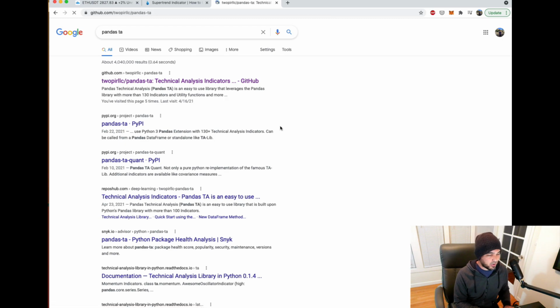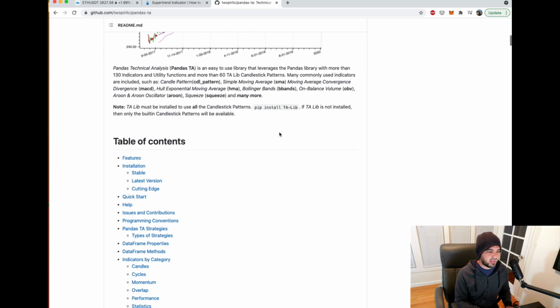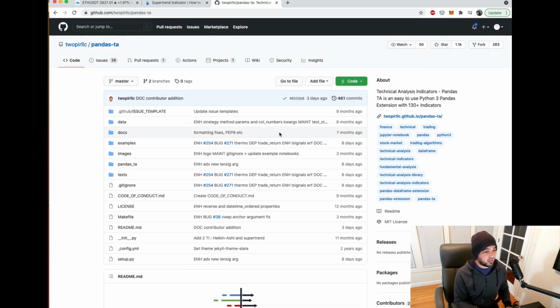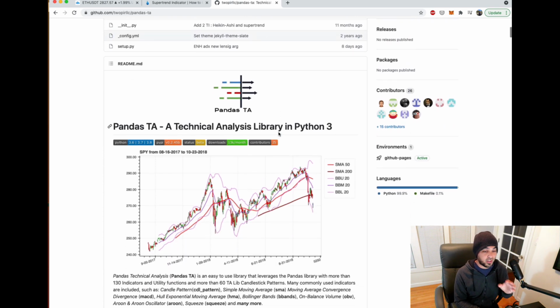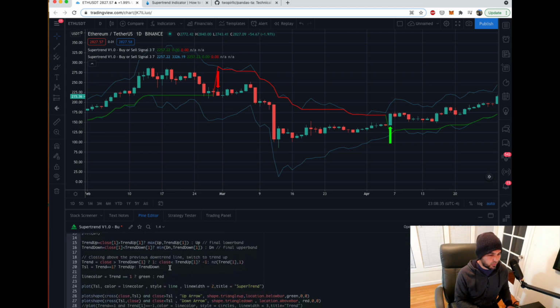And I did borrow some of this implementation from there, but wrote it in a slightly different way that made more sense to me. So this is another good indicator library to look at if you want to see another implementation of this, or you can study the implementation down below here if this PineScript version makes more sense to you. So hopefully that makes sense.